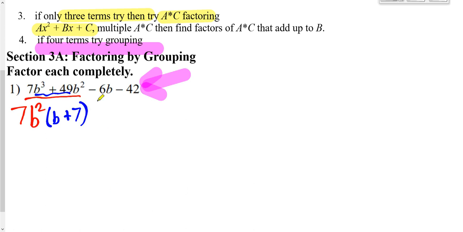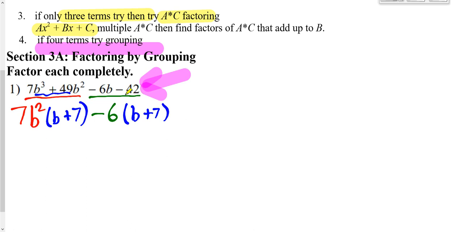And then I'm going to look at the last two. What can I pull out of the last two? That's a minus 6. And then I'm going to look at what would be left if I pull out that minus 6. That would be a B and then a plus 7. Remember, a negative 6 times a positive 7 gives you that negative 42.